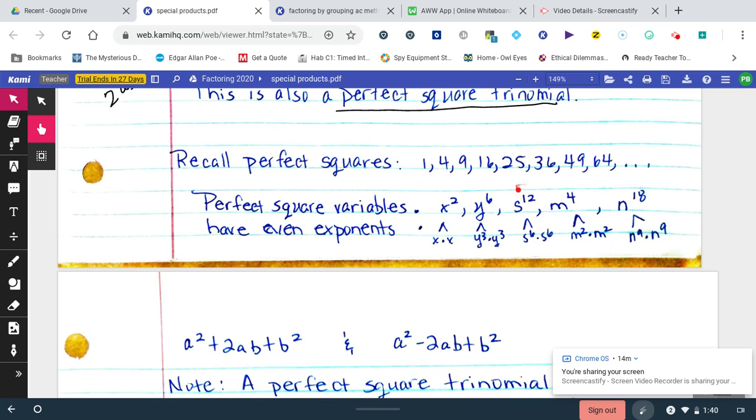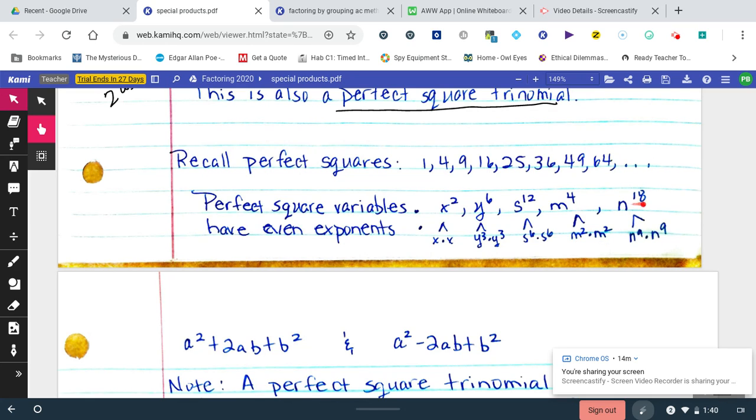s to the 12th is a perfect square because s to the 6 times s to the 6 gives you s to the 12th. Remember, when you're multiplying powers with the same base, what do you do with these exponents? You add. 6 plus 6 gives you 12. 3 plus 3 gives you 6. An imaginary 1 plus an imaginary 1 gives you 2. m to the 4th is a perfect square because m squared times m squared gives you m to the 4th.